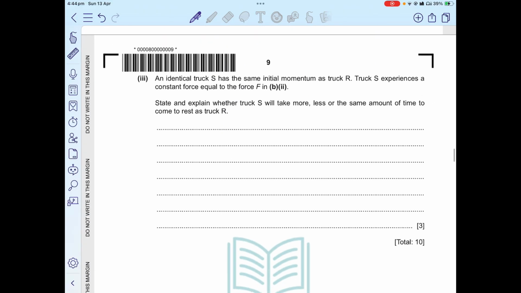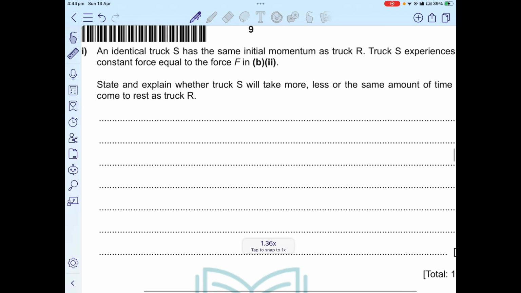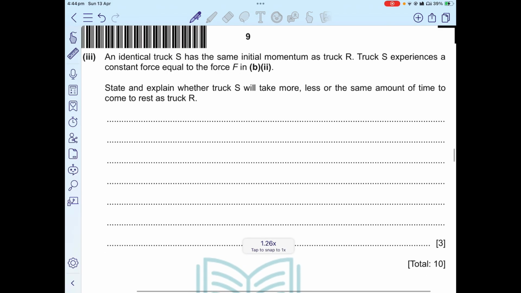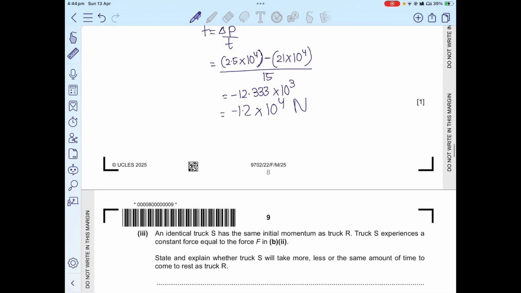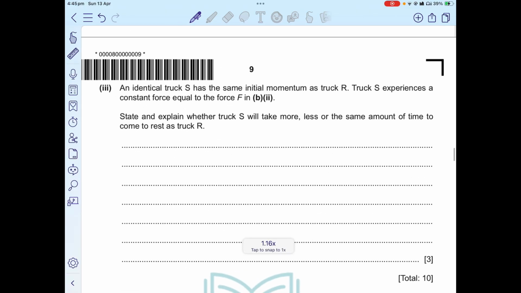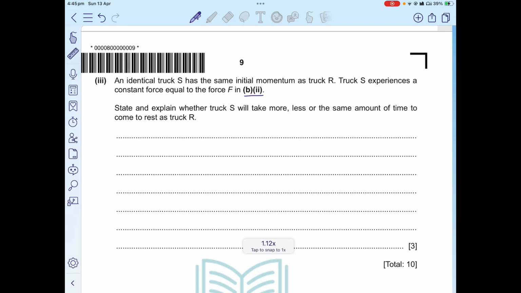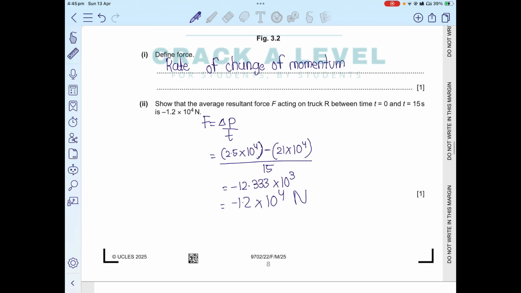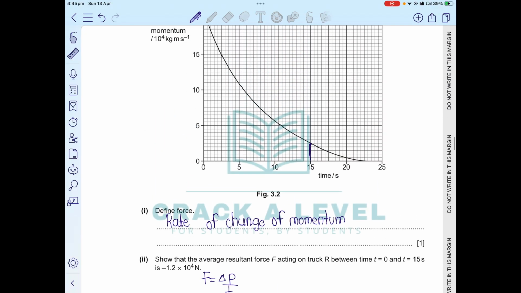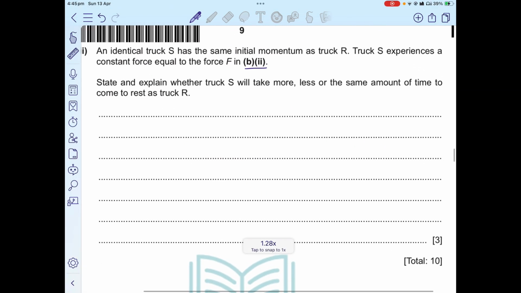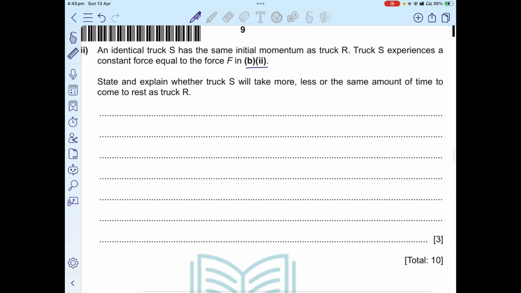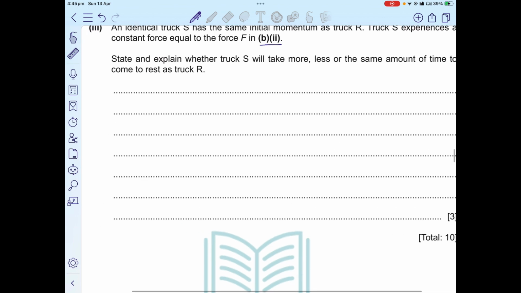the force. An identical truck S has the same initial momentum as truck R. So the initial momentum is 21 into 10 raised to 4. Truck S experiences a constant force equal to the force in part B. So it experiences a constant force of negative 1.2 into 10 raised to 4 newtons, whereas this truck was experiencing just an average force. The force was not constant. State and explain whether truck S will actually take more time, less time, or the same time as R.